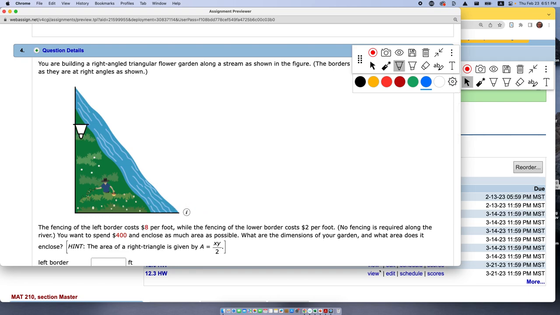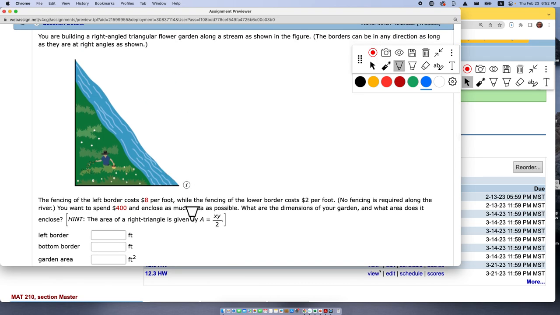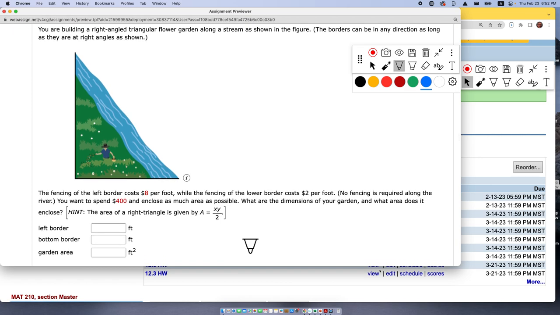You want to put a fence here, fence there, same type of deal. They give you some hints of what the area of a triangle would be, base times height divided by 2, so sometimes they give you a little bit of help. But again, it's setting it up and walking through this. They give you some costs, they give you some maximum that you're going to be able to spend, and then you want to be able to maximize the area.